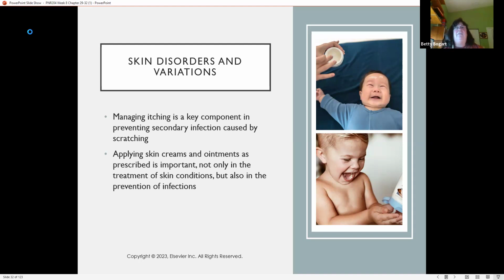One of the things with giving ointments, especially ones with steroids in them, remember that stuff does absorb into the body. And I always tell my parents, more is not better. Put enough to get it covered, but don't overdo it. That is just as dangerous.